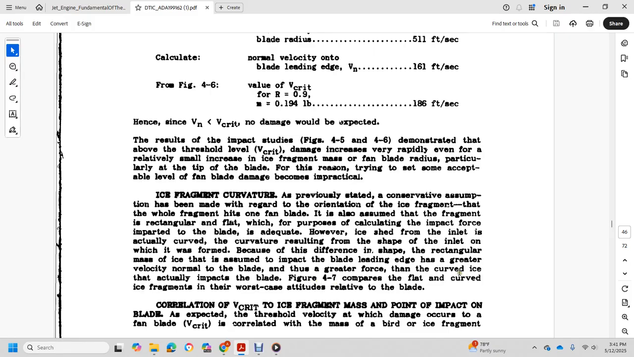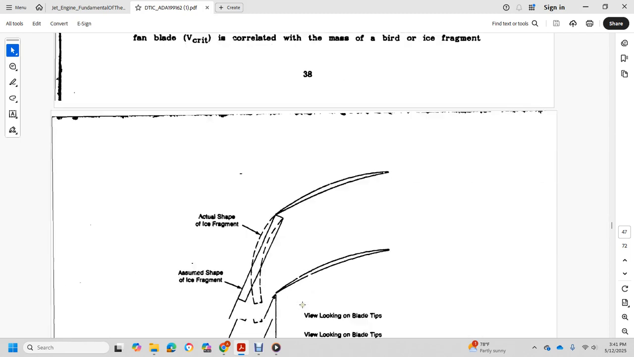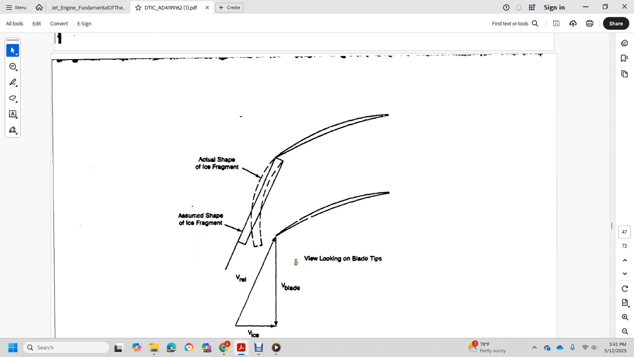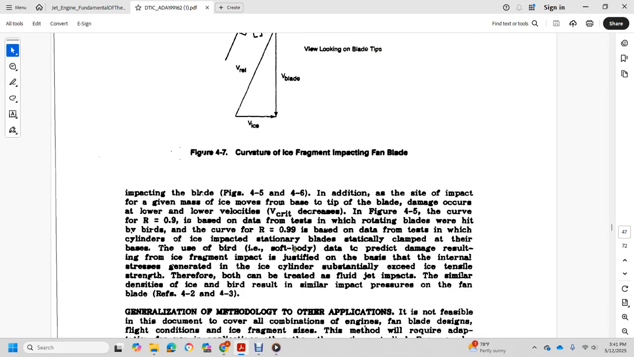Figure 4.7 compares the flat and curved ice fragments with the worst case attitudes relative to the blade. Correlation of the velocity of the ice fragment mass and point of impact on the blade is expected with the threshold velocity for damage to the fan blade, correlated to the mass of the bird and ice fragment. It shows the actual ice fragment and the assumed shape of the ice fragment. When looking at the blade types and the impact on the blade in Figures 4.5 and 4.6, in addition to the site of the impact, given the mass of the ice, impacts toward the tip of the blade cause damage at lower and lower velocities.